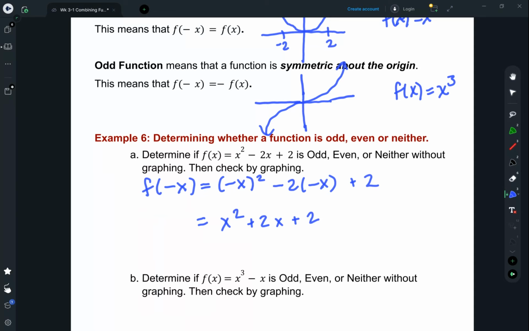Now, if it's even, it'll equal f of x. If it's odd, it'll equal minus f of x. Well, this definitely is not equal to f of x because this has a minus 2x and this has a plus 2x. But it's also not equal to minus f of x, right? Because that would be minus x squared plus 2x minus 2 if we flip all those signs. And it's not equal to that either. So our answer to this one is neither. It is not odd. It is not even. It is neither.